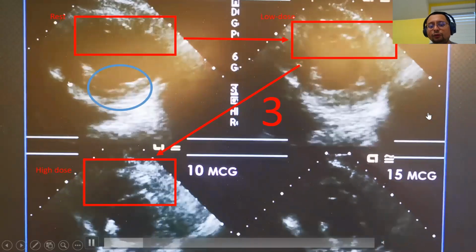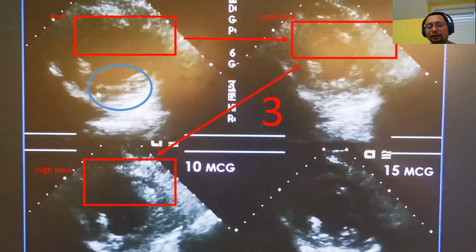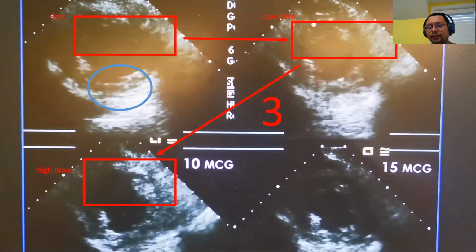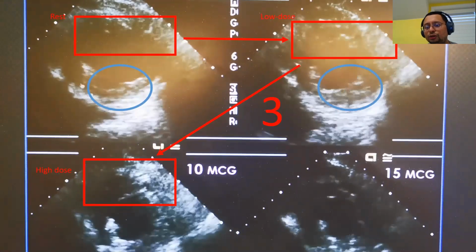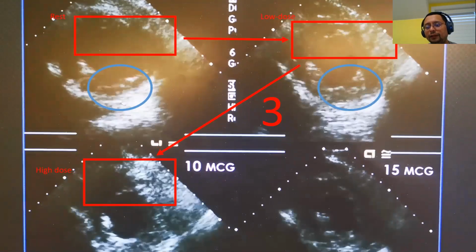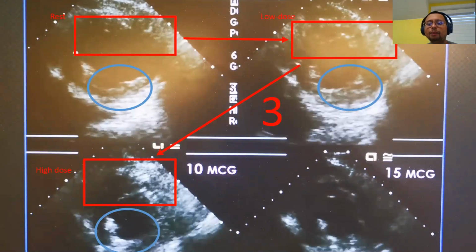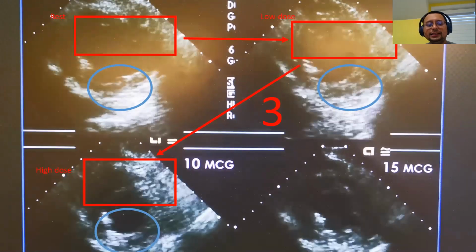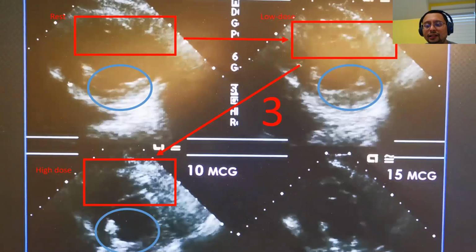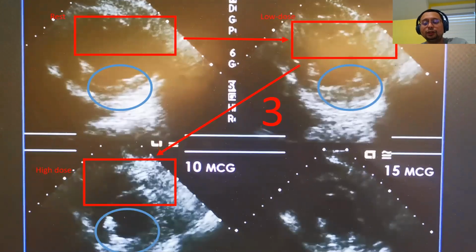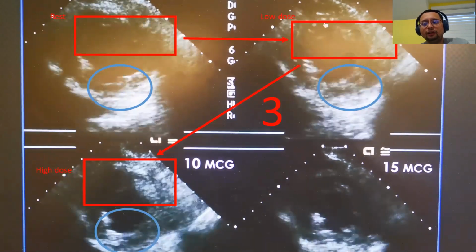Let's look at the inferior wall. At rest, it is hypokinetic. At low dose, it becomes hyperkinetic, meaning that it becomes better. At high dose, it becomes hypo. So you can see a biphasic response. So this is a hibernating LAD and also right coronary artery segment. So this will respond very well to revascularization.